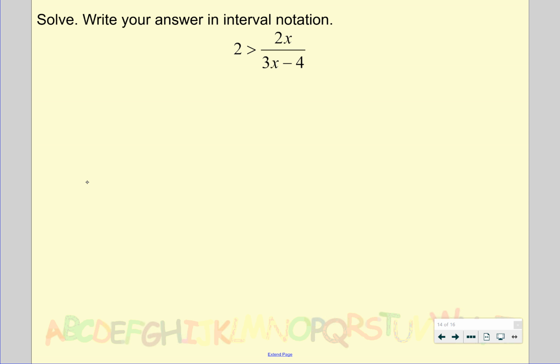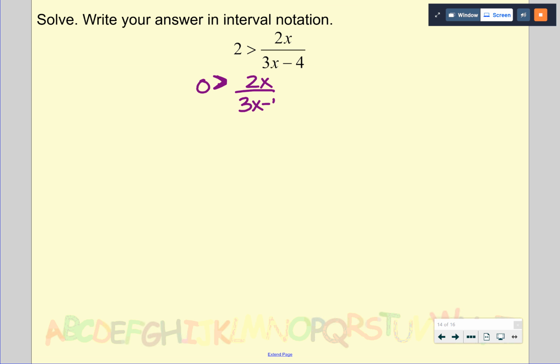All right, step number 1, I want to get it equal to 0. I'm going to move the 2 to the other side because I don't want to move that fraction. So it's going to be 0 greater than 2x over 3x minus 4 minus 2. I'm going to move the 2 over. I'm going to make that minus 2 a 2 over 1 so I can see the fraction, because the next thing you're going to have to do is put these together.